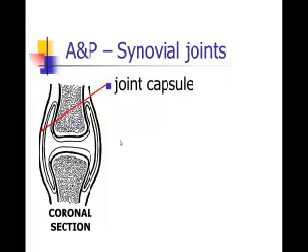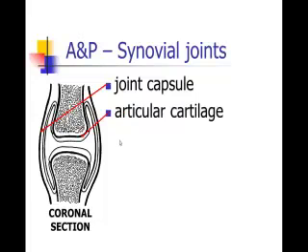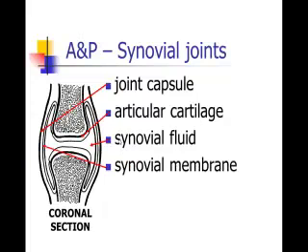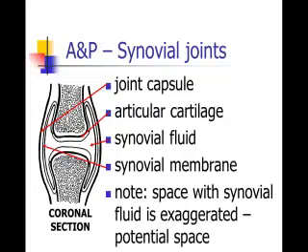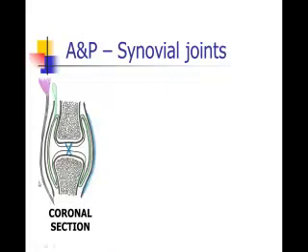So here we have a diagram. We have the joint capsule, articular cartilage covering the end of the bone, synovial fluid, synovial membrane. This is one of Dr. Zanella's drawings also, and you note that there's a substantial space between these bones. That's not really how it is. In reality, that would be a potential space. The two pieces of cartilage would be pretty much in contact with one another with just a very small amount of synovial fluid between them to lubricate the joint.